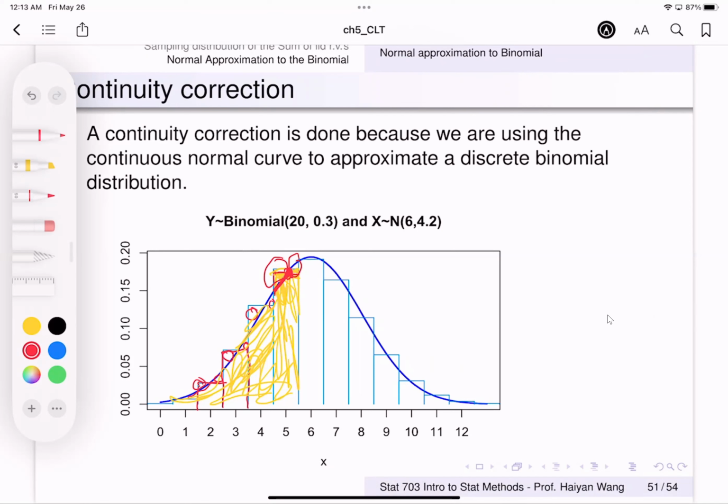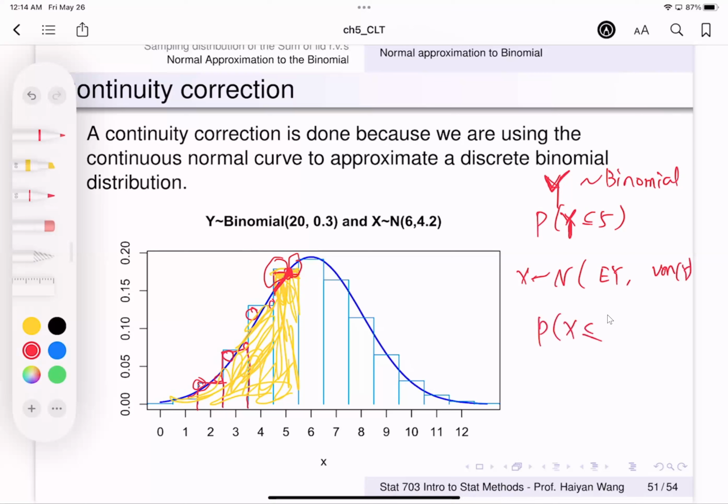So that's why, when we do the computation using the normal approximation, instead of the probability of Y less than or equal to 5, where Y is binomial, we would consider the normal X, which follows the same mean as Y and the variance of Y. We're going to use X less than or equal to 5.5 to approximate it.